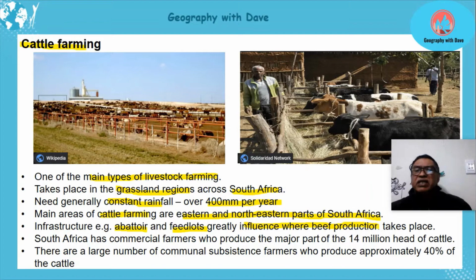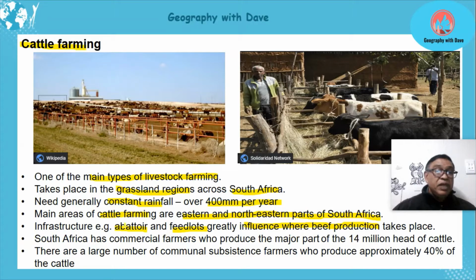If it's closer to the cattle, it's better. It saves a lot of money. So, therefore, farmers also look at where the abattoirs are situated. And of course, more abattoirs will be situated to encourage cattle farming itself.